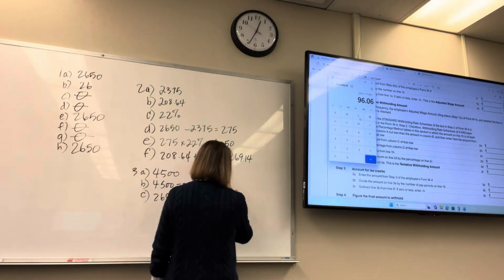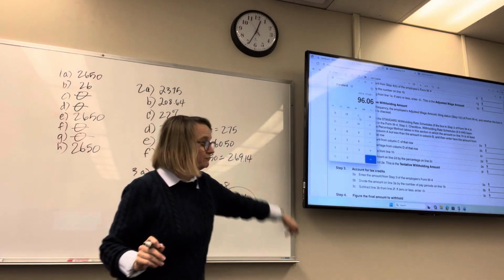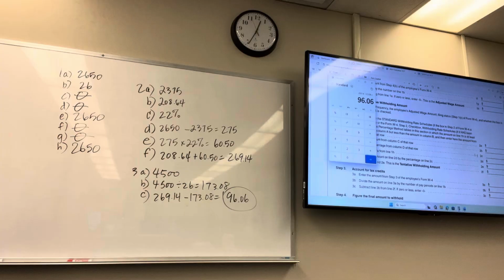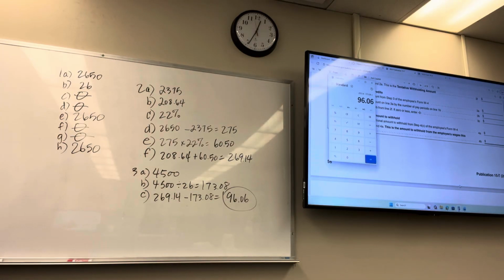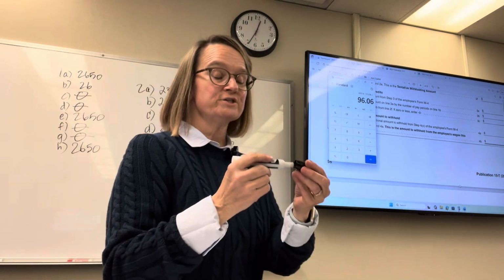$96.06. We don't have anything for step 4 because there was no additional amount to be withheld. So the amount of withholding, $96.06. Questions about that?